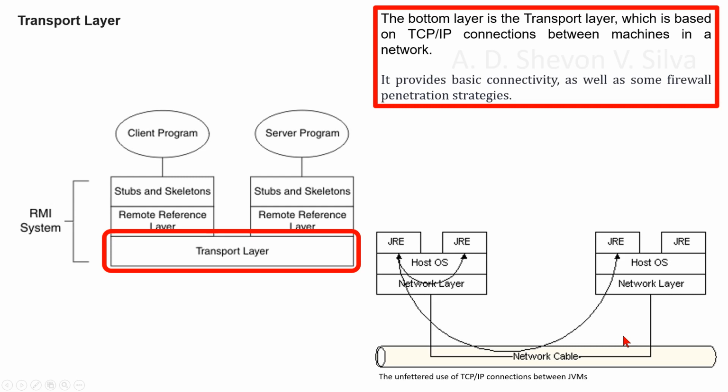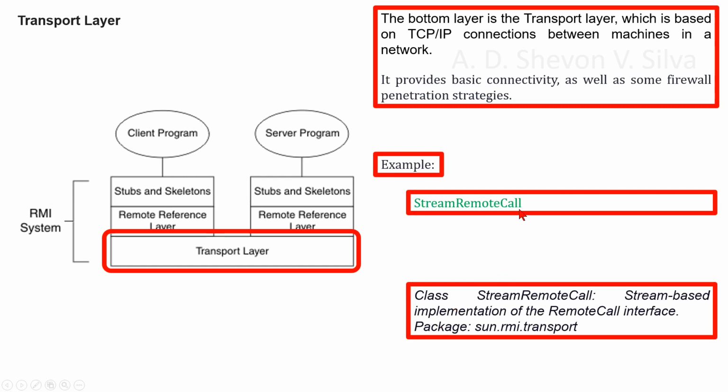And back on the client side, the return value of the RMI is unmarshaled and returned from the stub back to the client code itself. If an exception is thrown from the server, that is unmarshaled and thrown from the stub. As an example, we can consider StreamRemoteCall. The class StreamRemoteCall is a stream-based implementation of the RemoteCall interface.